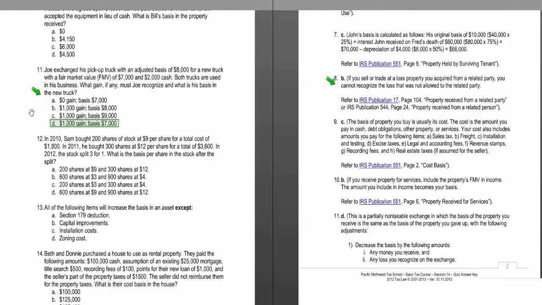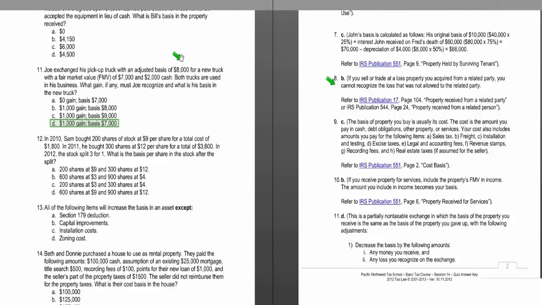Question number 11. Joe exchanged his pickup truck with an adjusted basis of $8,000 for a new truck with a fair market value of $7,000 and cash of $2,000. Both trucks are used in his business. What gain, if any, must Joe recognize, and what is his basis in the new truck?